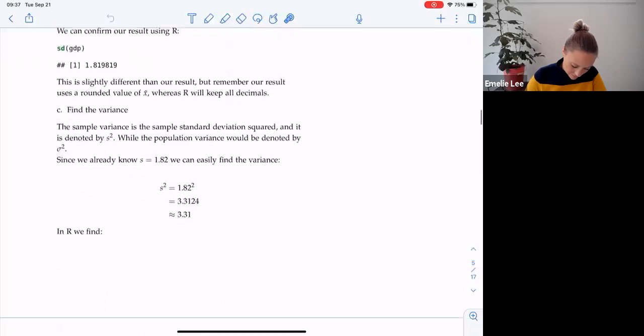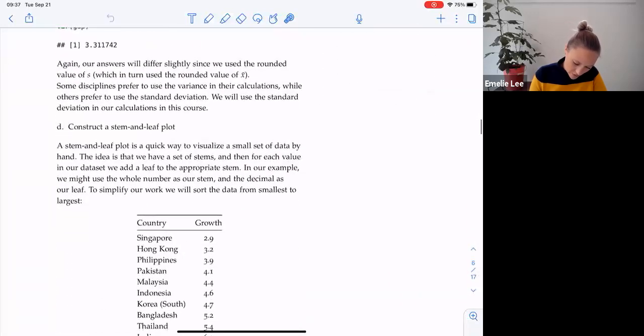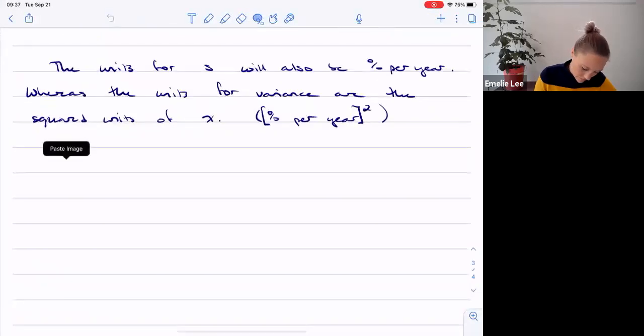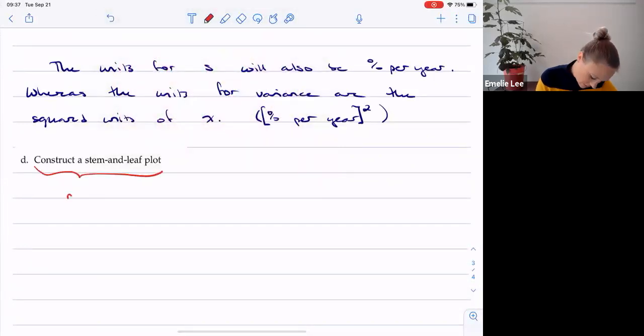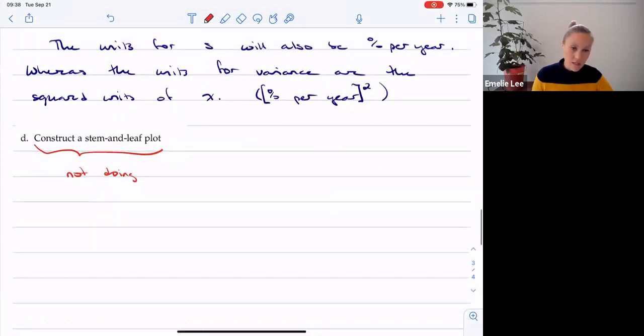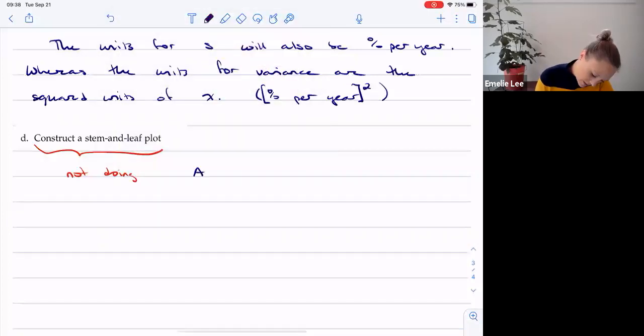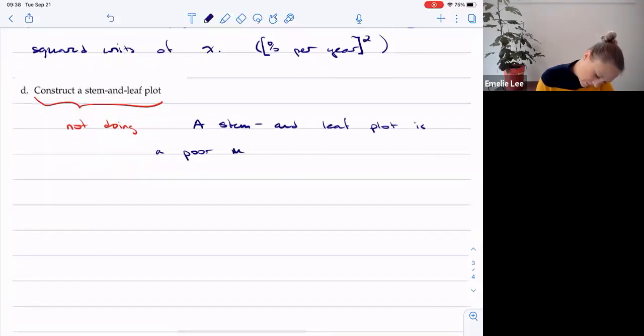You can ignore the stem and leaf plot. The stem and leaf plot is just a poor man's histogram. I'll make a note here. I don't really want to do it, I think it's really silly to do. Not doing it, but it's in the notes, so if you wanted to, you can look at it. A stem and leaf plot is a poor man's histogram.